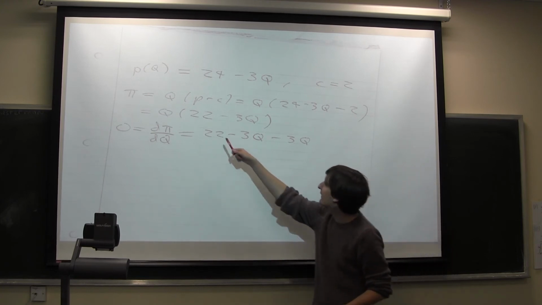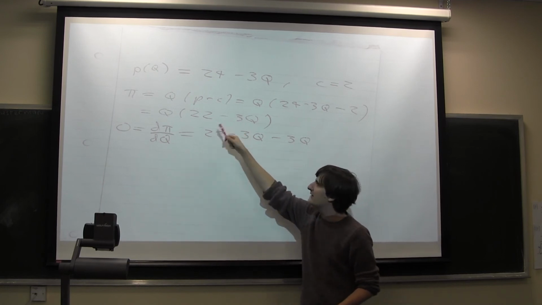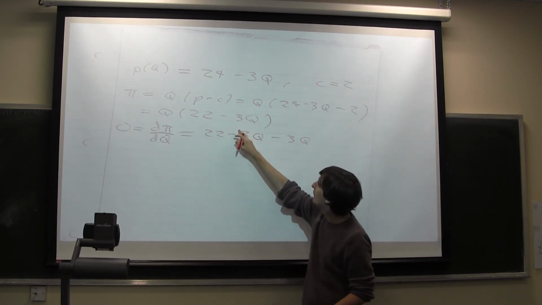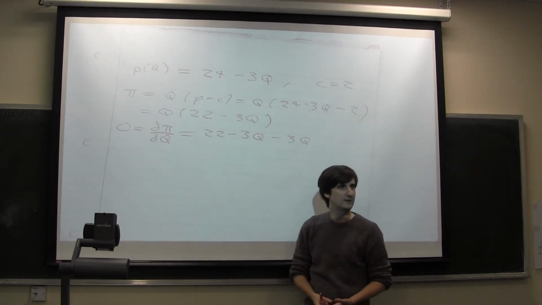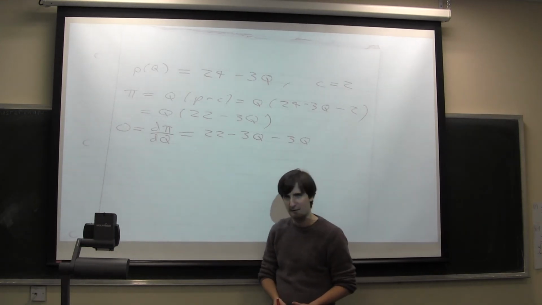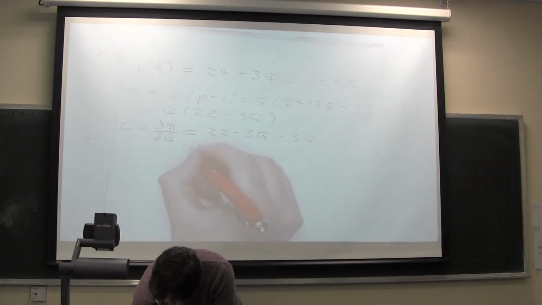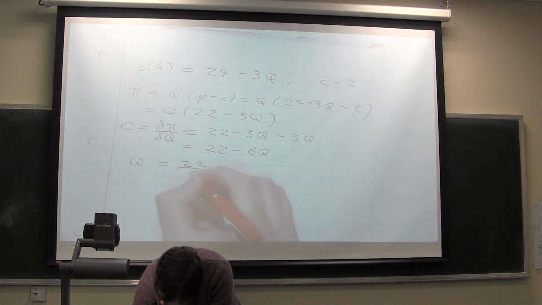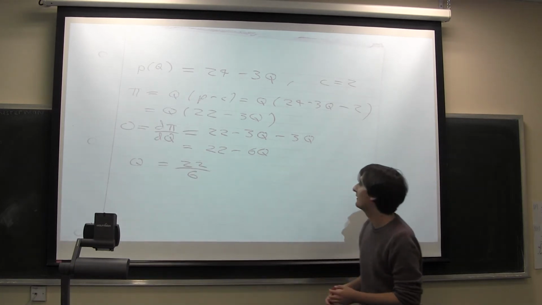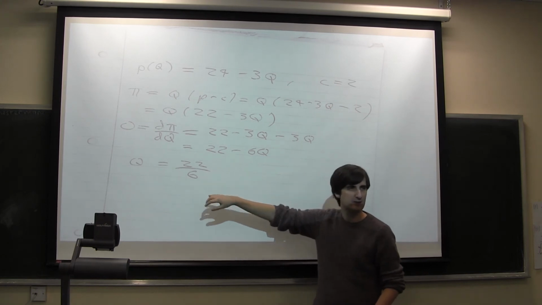When it's like this, you don't need to do anything at all, because you know that the solution is halfway. So the root of this is 22 over 3, so Q must be equal to 22 over 6. And it's what you have here as well. Q equals 22 over 6. Not a very nice number, sorry. So this is the quantity that's being produced.